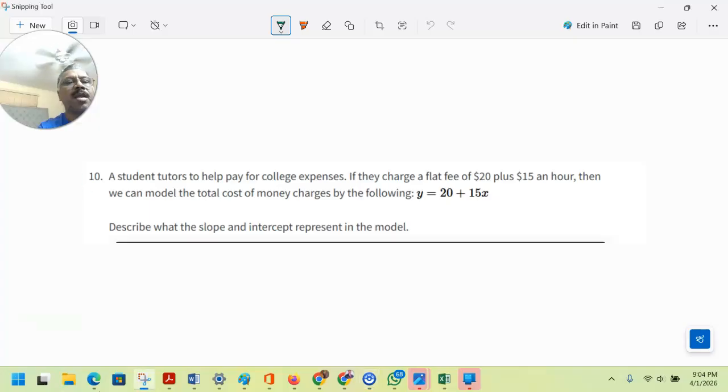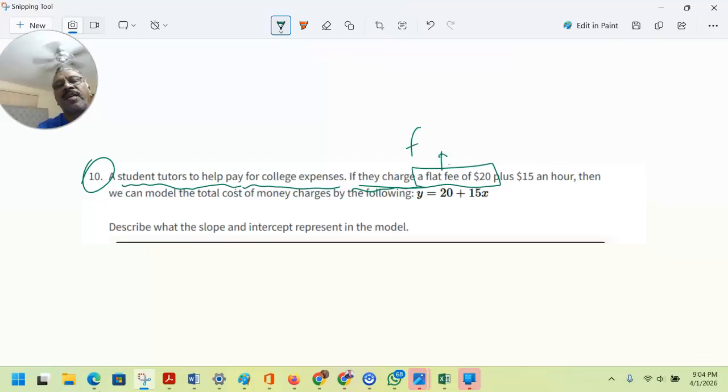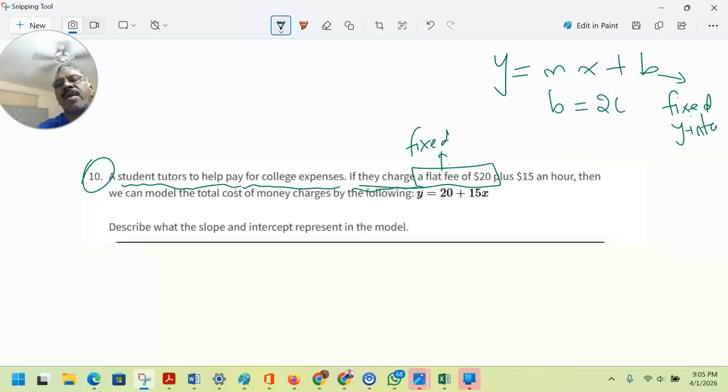So question number 10 is about student tutors who tutor to help pay for college expenses. If they charge a flat rate, now what does flat rate fee mean? This is fixed. So if you see the formula y equals mx plus b, this is that fixed number, the y-intercept. So they already gave us b equals flat rate, that is $20.